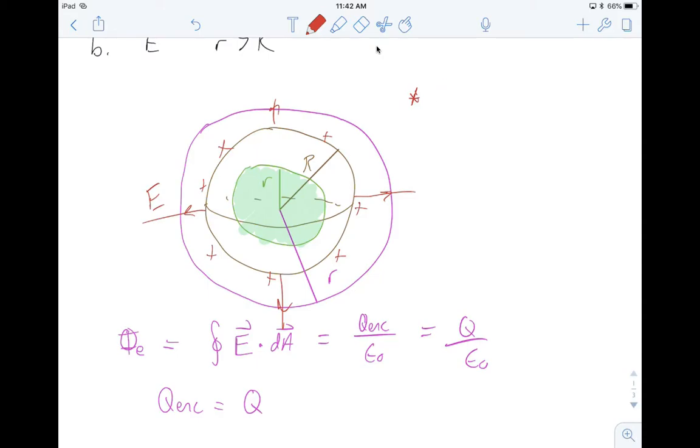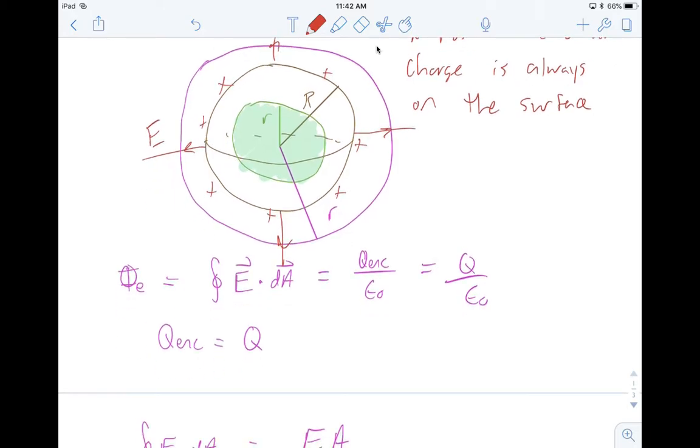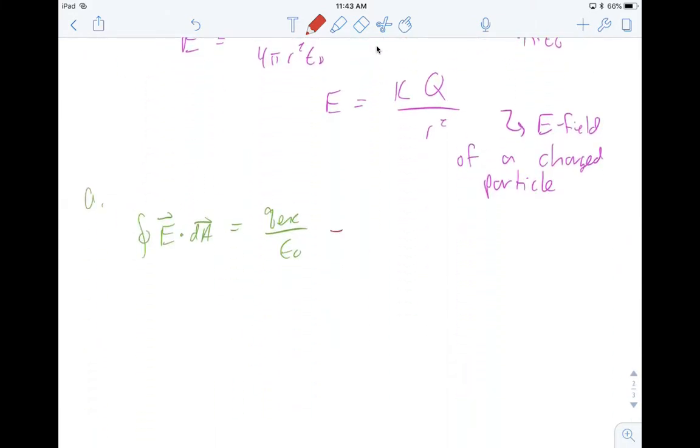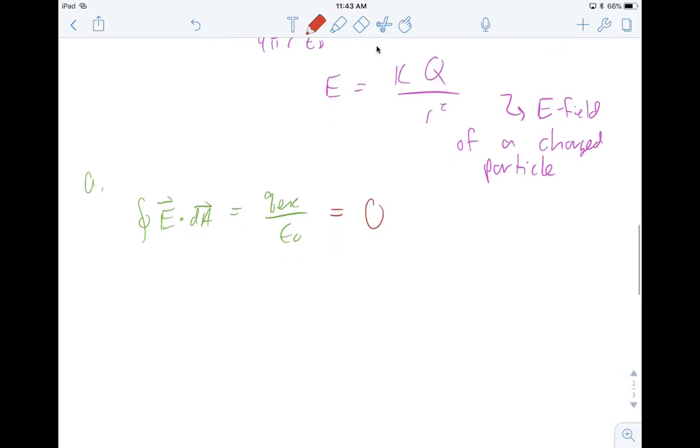So let's say that for a conductor, charge is always on the surface. Okay, so if that's the case, how much charge is inside of the sphere? There is none. Q enclosed is 0. So what does that mean? Q enclosed is 0, which means that the right side of the equation is 0. If the right side of the equation is 0, that must mean that the electric field is 0.